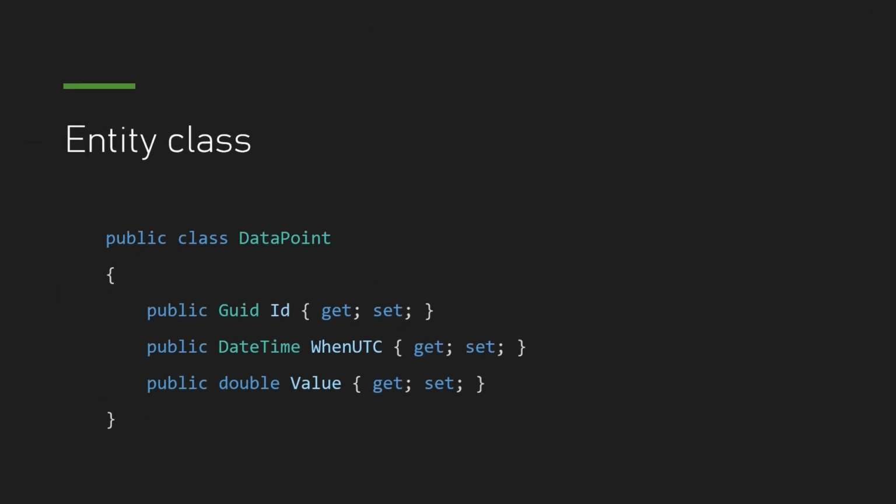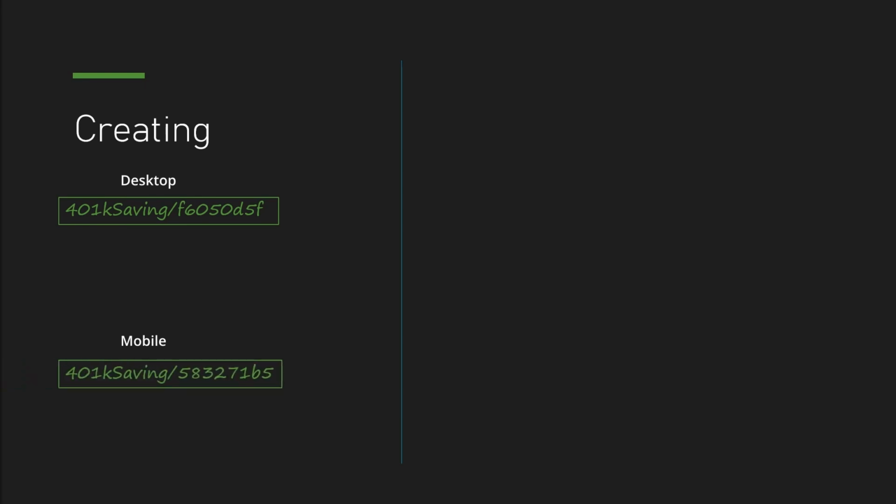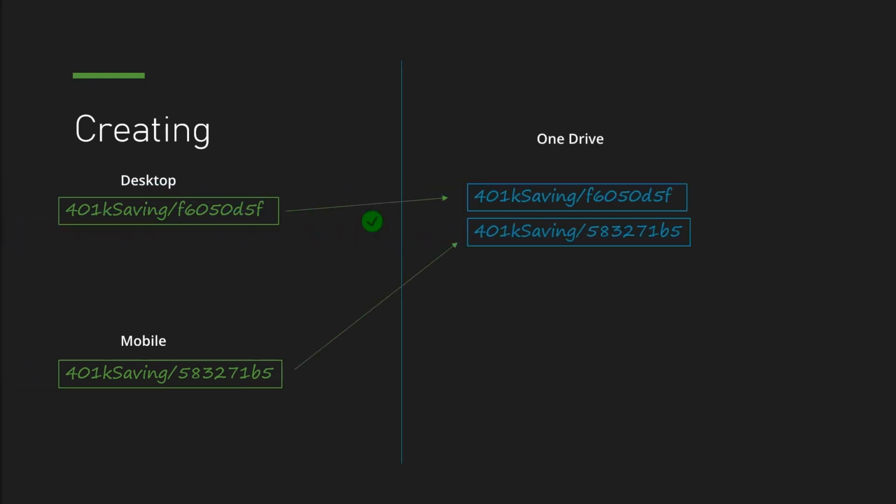And I think you still remember, the adding scenario is relatively simple. Imagine there are two clients, one desktop, one mobile, for example. On the desktop, we create the first data point, F6050D5F in 401k. And then, on the mobile, we create another data point. It is also in the category of 401k, but it will have a different ID. So when sync happens, it doesn't matter which client starts the sync first.